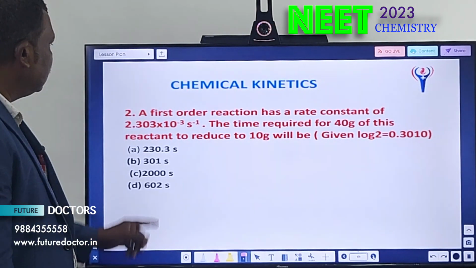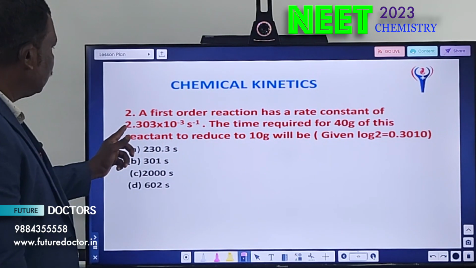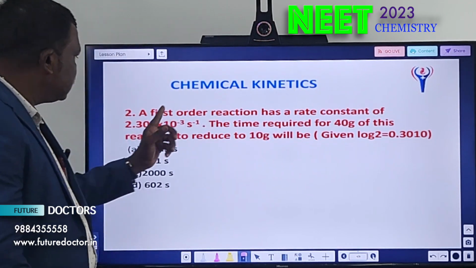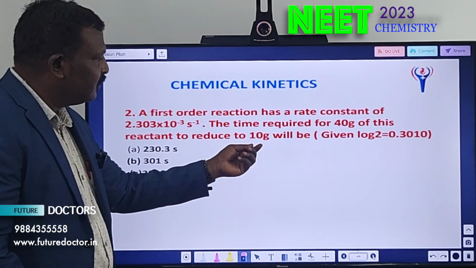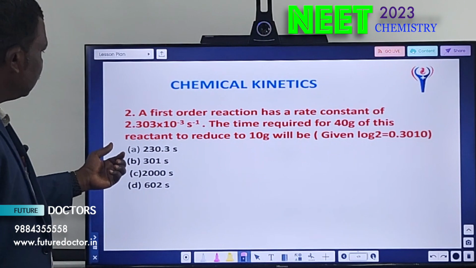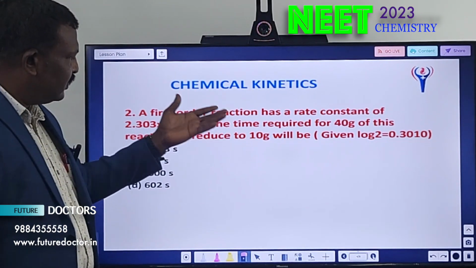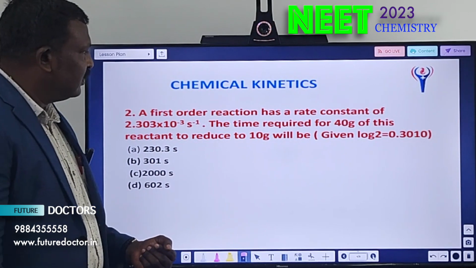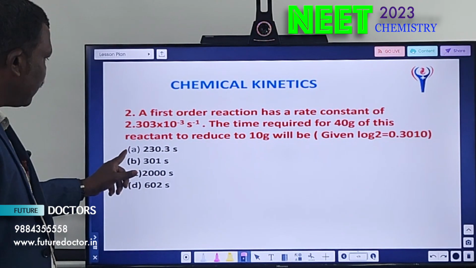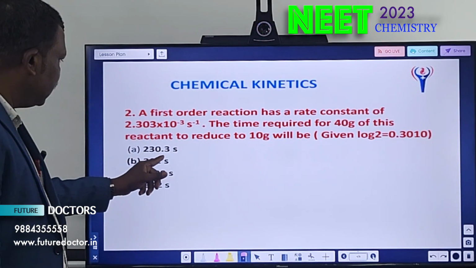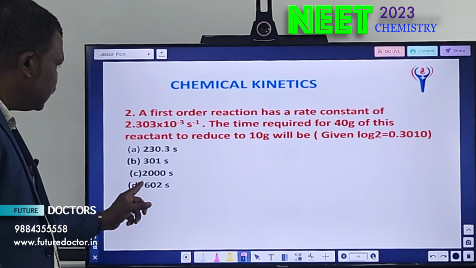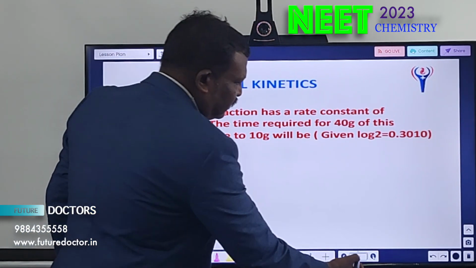Next one, second question. A first order reaction has a rate constant of 2.303 into 10 power minus 3 per second. The time required for 40 gram of this reactant to reduce to 10 gram will be dash. That's the question. The log 2 value is also given, 0.3010. So we have one formula, the very special formula for the rate constant of a first order reaction. If you apply this, you can get the answer. Option A, 230.3 second. Option B, 301 second. Option C, 2000 second. Option D, 602 second. Understood? Next one.